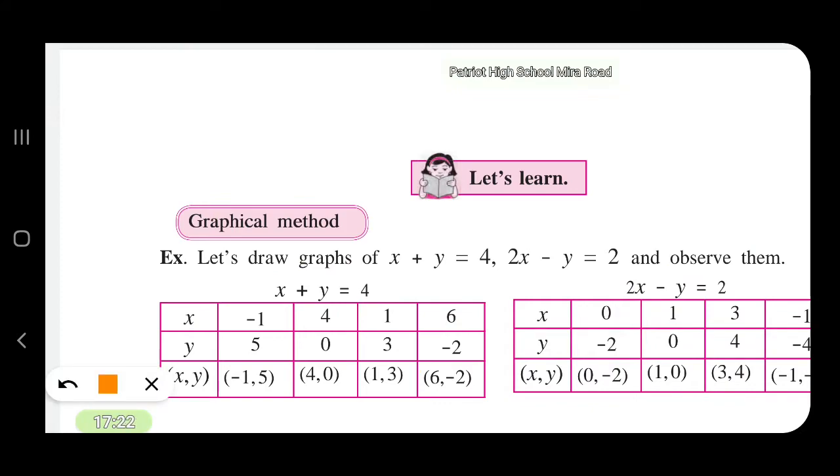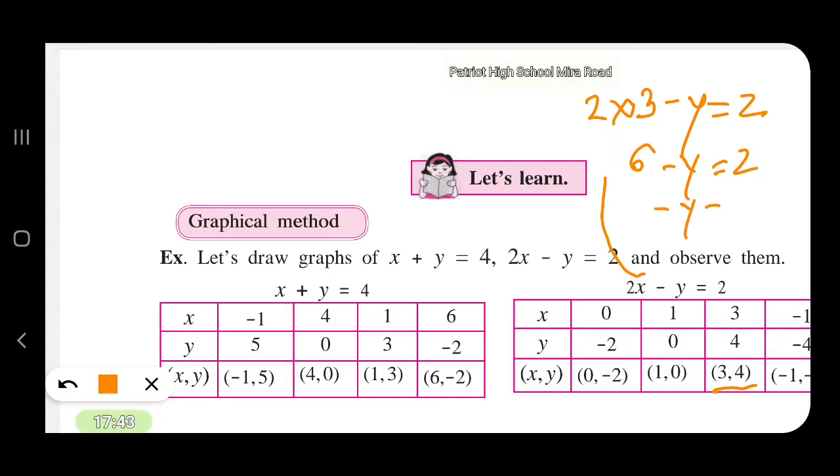Now the third ordered pair. For obtaining the third ordered pair, we substitute x is equal to 3. So if we substitute x is equal to 3, it will be 2 into 3 minus y is equal to 2. Therefore 6 minus y is equal to 2. Therefore minus y is equal to minus 4 or y is equal to 4. So this will be your third ordered pair.